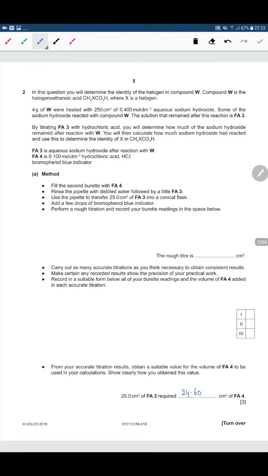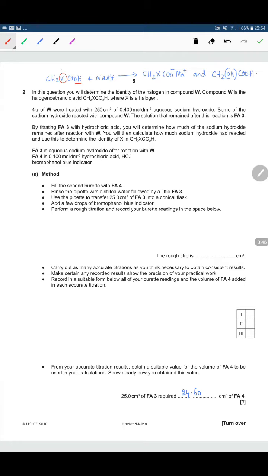Okay, the question is about an acid which is CH2XCOOH. When you react it with sodium hydroxide, there are two possible reactions. The sodium hydroxide may react with the COOH to become a salt, COO minus Na plus, and the sodium hydroxide can react with X to become like this, COO minus CH2OH. So sodium hydroxide can react with either the carboxylic acid or the halogeno.